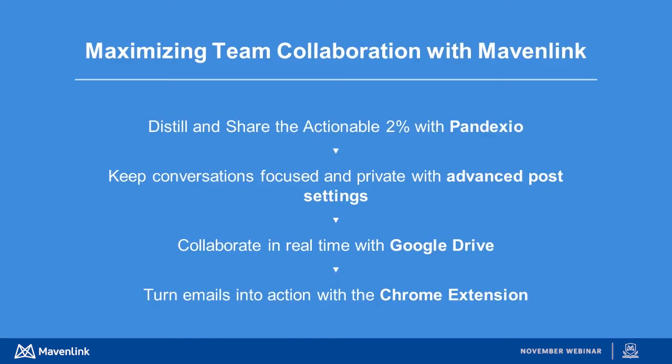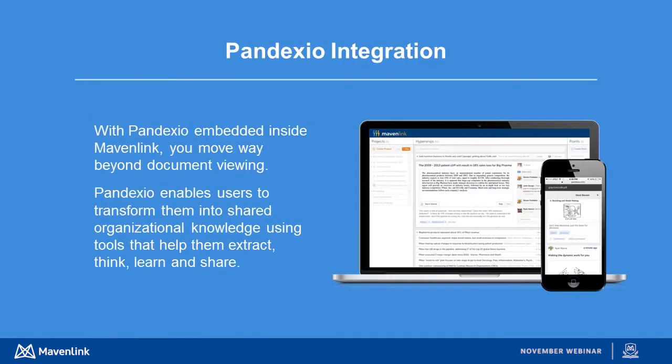We're also going to walk through some advanced post settings within Mavenlink that will allow you to keep your conversations private and, again, focused. In addition to that, we're going to go through our Google Drive integration, so being able to collaborate in real time with that integration. And then we will also go through the Chrome extension, which allows you to turn emails into action, as well as work in Mavenlink, as well as doing other things. Fantastic. So let's jump right in.